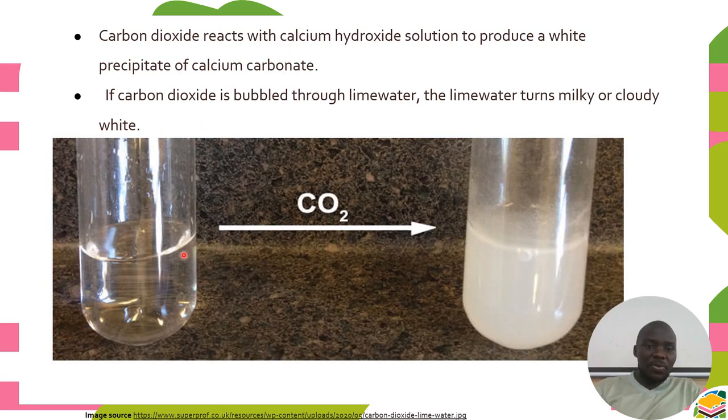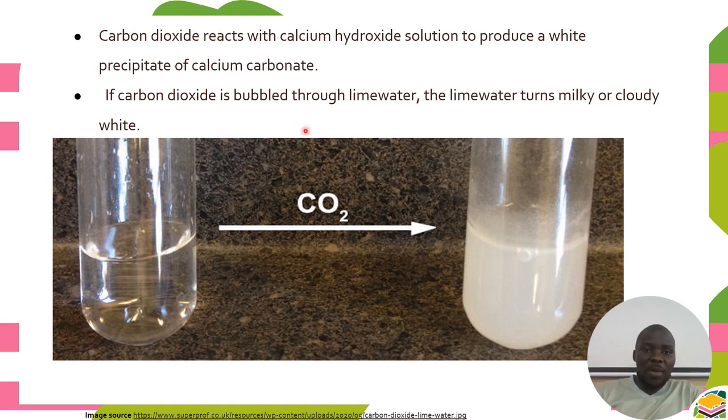This is calcium hydroxide solution. When you introduce the gas here, which has been collected from the reaction, we expect a white precipitate to form. That's why I'm saying that carbon dioxide reacts with calcium hydroxide solution to produce a white precipitate of calcium carbonate.